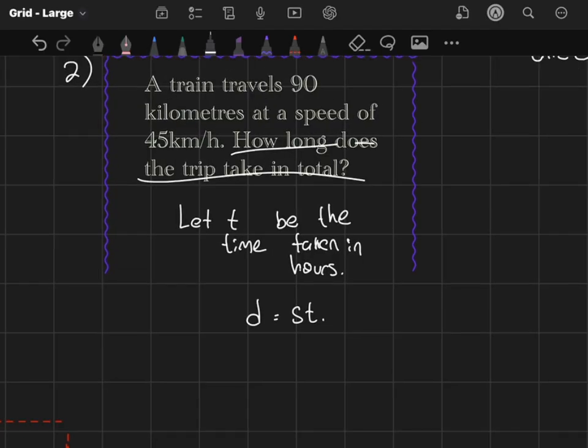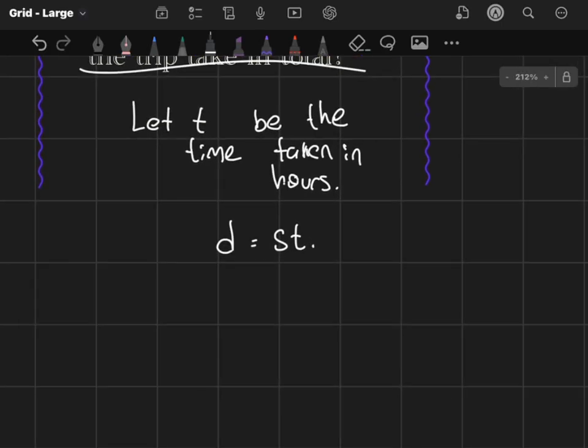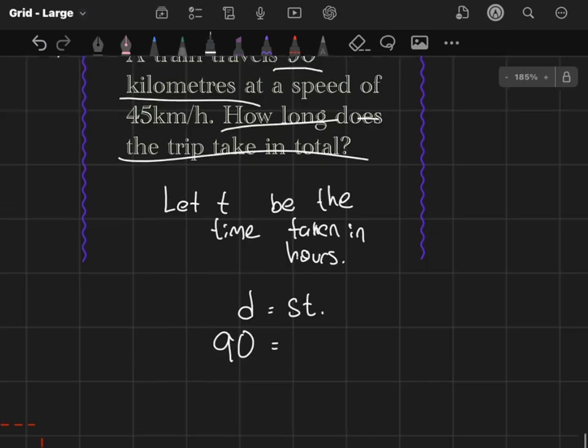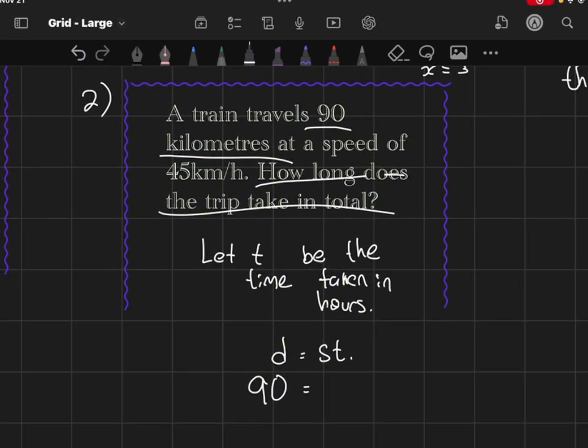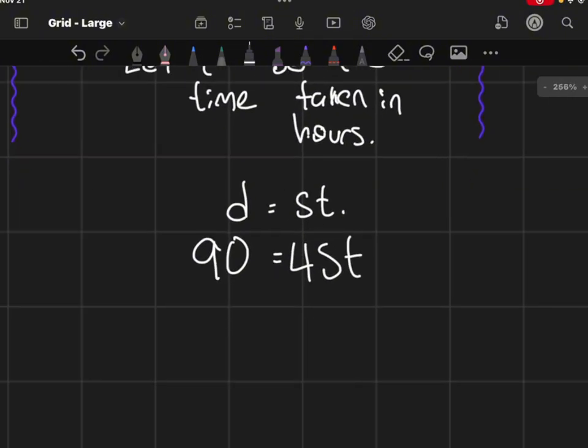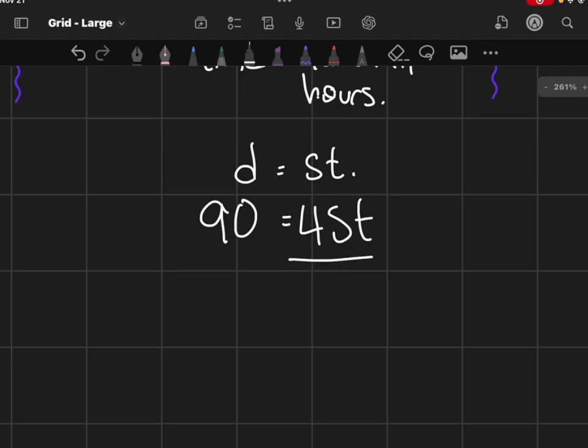Now, in the word problem, we are given some of these variables. For example, it travels 90 kilometers. We can replace d with 90. We can also replace speed, which is s, with a 45. Therefore, we only have time left. When we divide everything by 45, time is equal to 2.